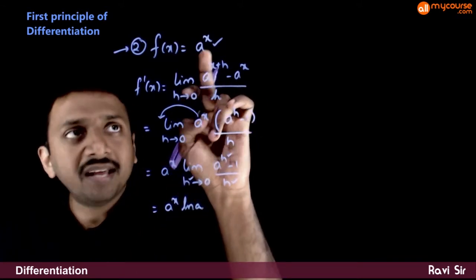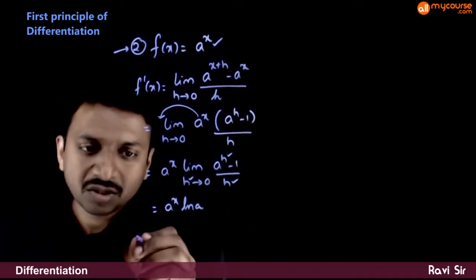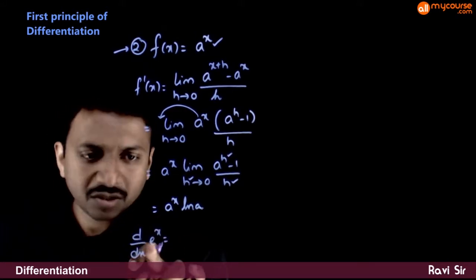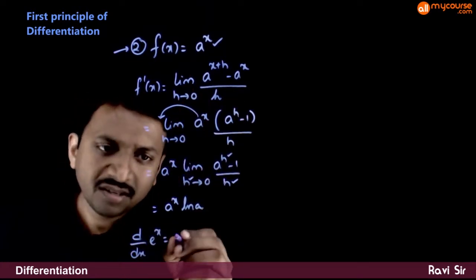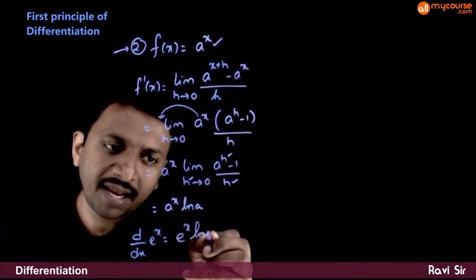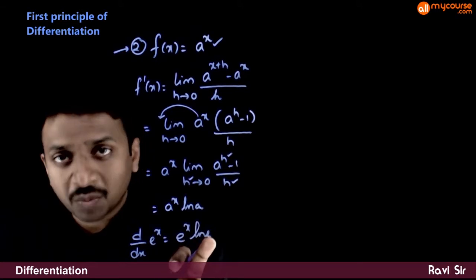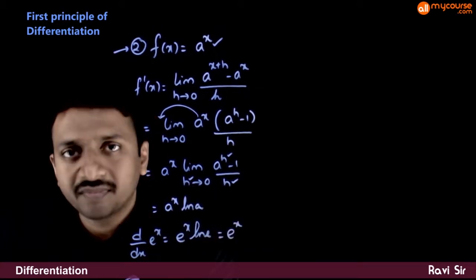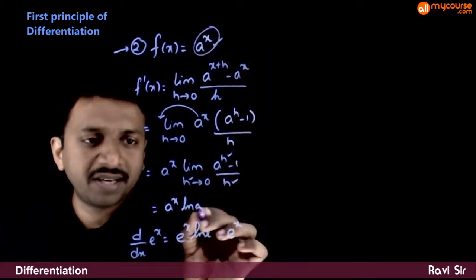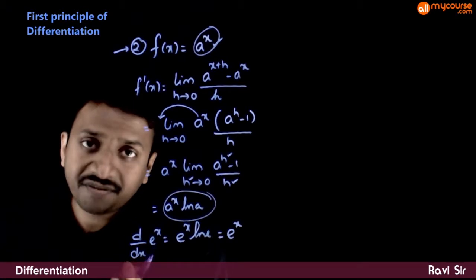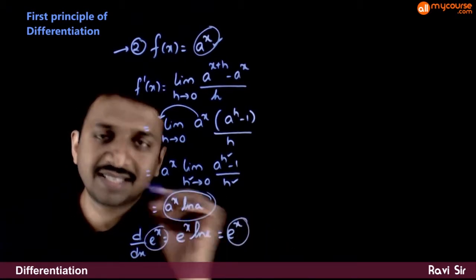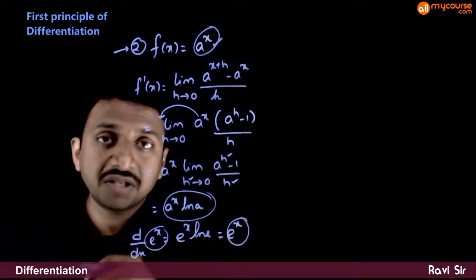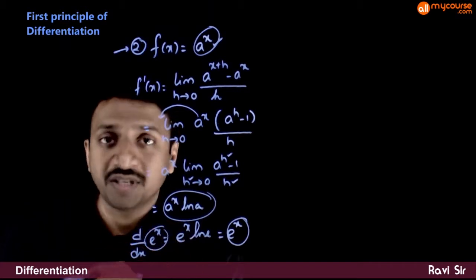And if you put a equal to e, then d by dx of e^x is e^x ln e. ln e is nothing but 1 because the base is also e, so you get e^x. So the differentiation of a^x is a^x ln a, and the differentiation of e^x is exactly e^x. This is how we differentiate exponential functions using first principle.